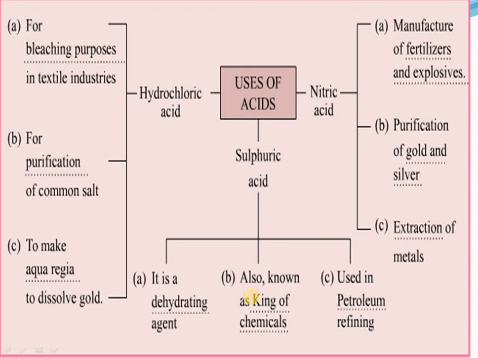So these are the uses of acids. If we see, sulfuric acid is used for bleaching in the textile industry, purification of common salt, aqua regia making, and as a dehydrating agent, also known as king of acids. This is about sulfuric acid. This is about hydrochloric acid. This is about nitric acid, used in gold and silver purification, extraction of metals, manufacturing of fertilizers and explosives. Approximately TNT and all that we can make from that.